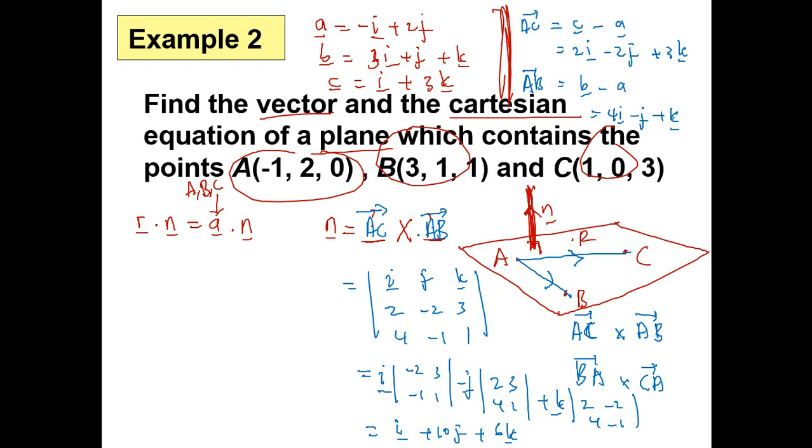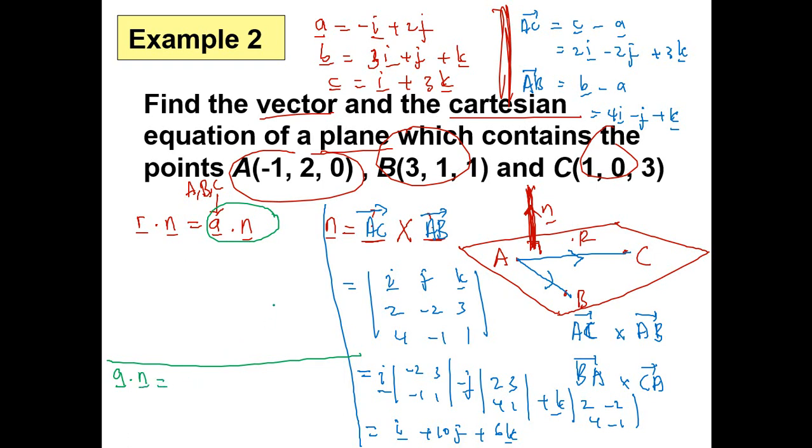The answer is I plus 10J plus 6K. If you find vector EB cross AC, you will get the negative: negative I minus 10J minus 6K. Okay, and then substitute inside here. Because of not enough space, I do this one first, the dot product, vector A dot N.